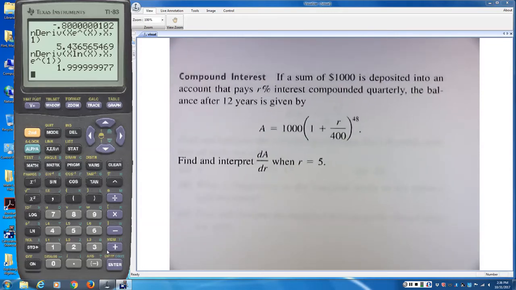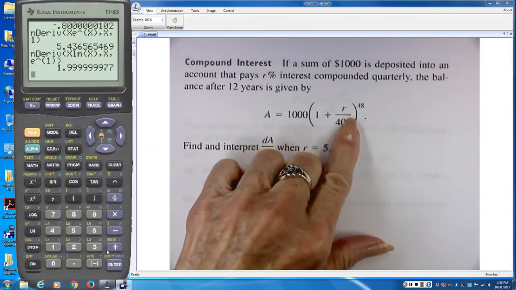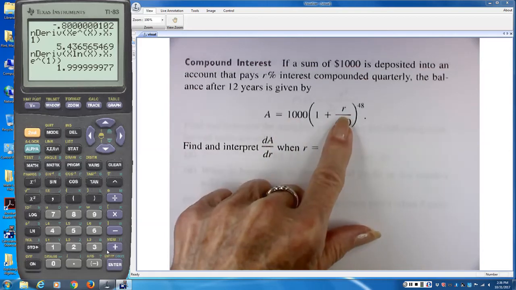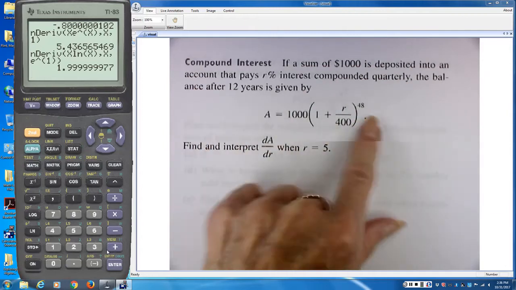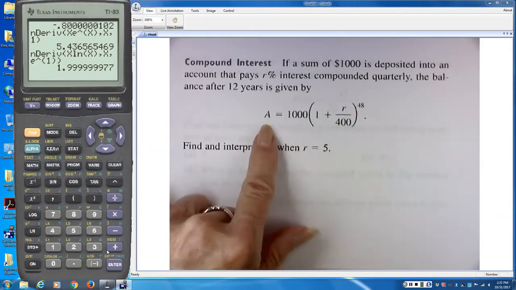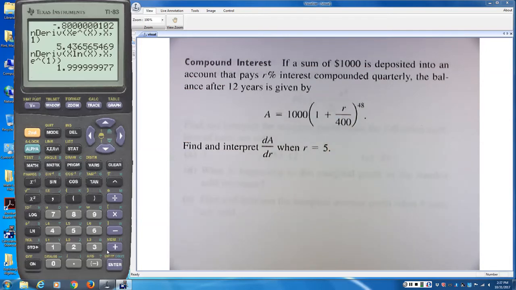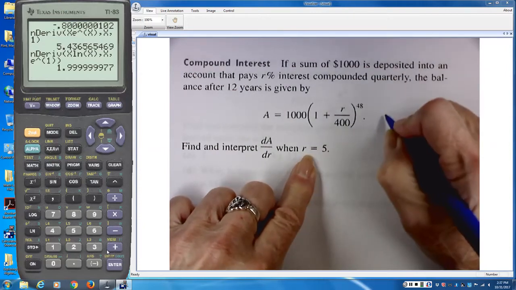So let's look at a compound interest problem. You had one like this on your practice test. So it says, this is my formula. If a sum of $1,000 is deposited into an account that pays R% compounded quarterly, 4 times a year for 12 years, which is where the 48 comes from, this gives you the formula to find it, and the interest rate is the variable. So in order to find the derivative of that when R is equal to 5, what we're going to do is nDeriv.